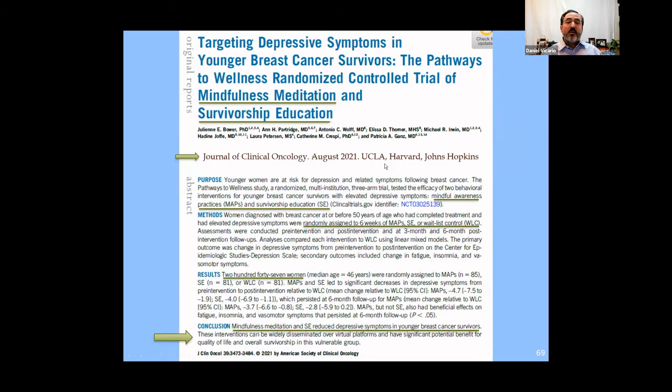So in the Journal of Clinical Oncology, August 2021, at UCLA and Harvard and Johns Hopkins, they talked about mindfulness, meditation, and survivorship education in 247 women and how it really helped them in cancer survivorship.